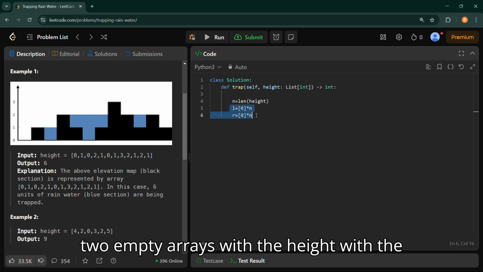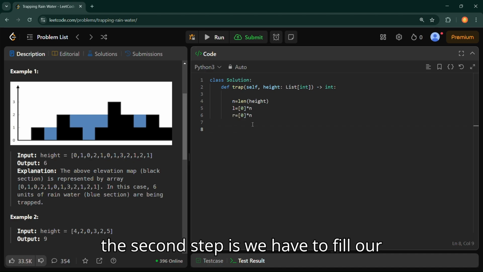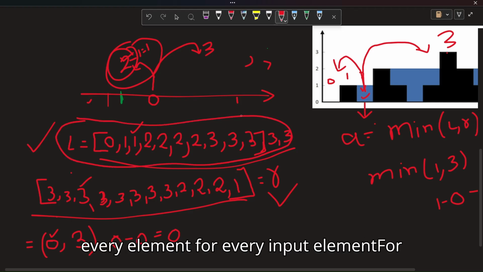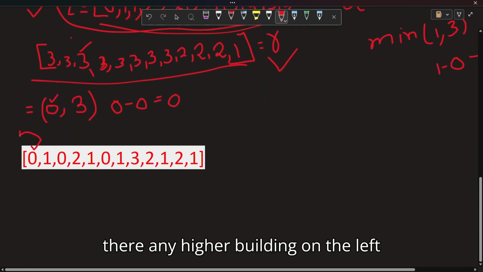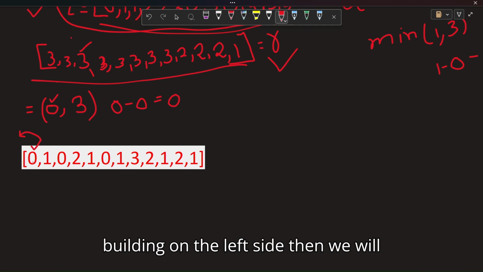So we have created two empty arrays with the length of n elements. Now the second step is we have to fill our left array. What we have to fill in this left array is, for every input element, we have to check whether there is any higher building on the left side or not. If there is no higher building on the left side, then we will store the current height.